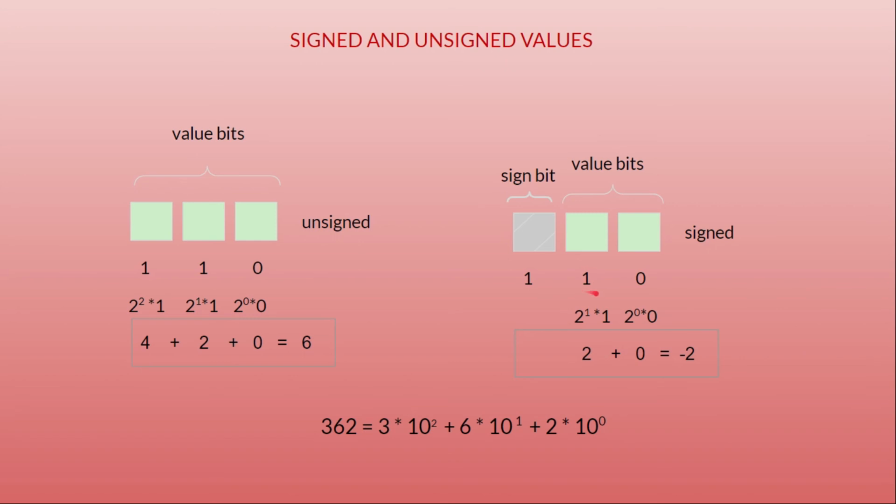So, this integer in decimal can be represented as 2 to the power 1 into 1 plus 2 to the power 0 into 0. That is 2 plus 0, equal to minus 2. Remember, this minus sign comes from the sign bit, that is 1 here. If the sign bit was 0, then the answer would be plus 2. So, unsigned 110 is equivalent to 6 in decimal and signed 110 is equivalent to minus 2 in decimal. Okay, so I hope you all get this point and thank you.